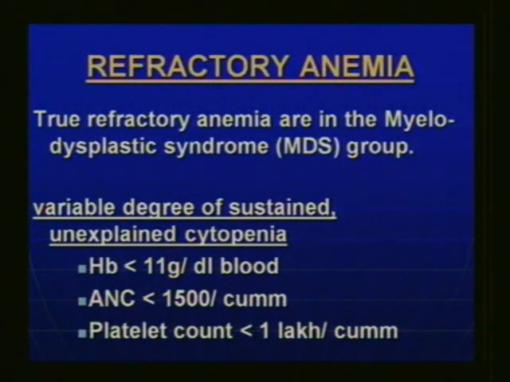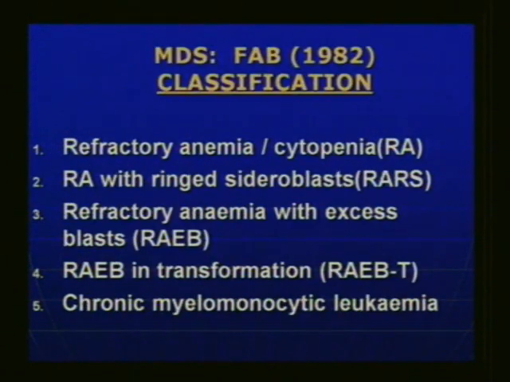And when you are talking of the cytopenia definition, the hemoglobin is less than 11 grams, the ANC less than 1500 per cubic millimeter, and platelet count less than 1 lakh. In the classification of MDS, there was one classification called the FAB, French, American, British classification of 1982. It has 5 categories: the refractory anemia with ring sideroblast, refractory anemia with excess blast RAEB, then RAEB in transformation RAEBT, and chronic myelomonocytic leukemia.